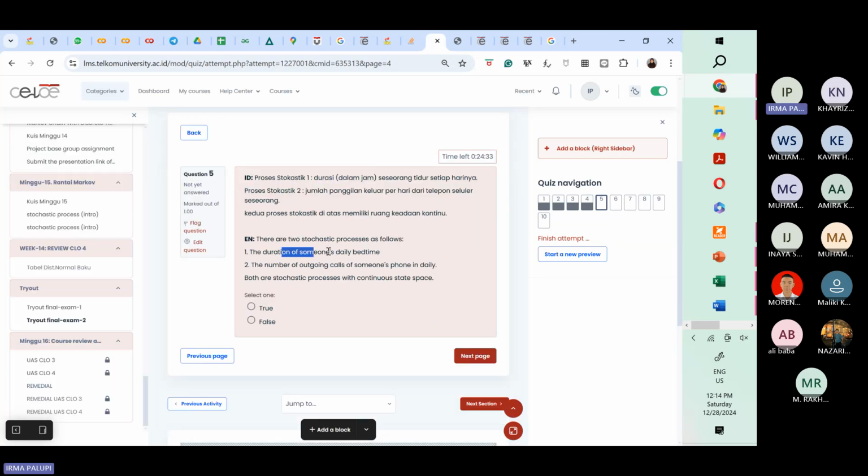There are two stochastic processes as follows: duration of daily bedtime, and number of outgoing calls on someone's phone daily. Select. Okay, so this is the statement, right? Both are stochastic processes with continuous state space. Daily is a parameter, right? Bedtime duration in hours, I think this is continuous. This is correct. The number of outgoing calls, I think this is not continuous, right? You can't have half calls. Okay, so it's an integer. So the second one is discrete. So this is false.